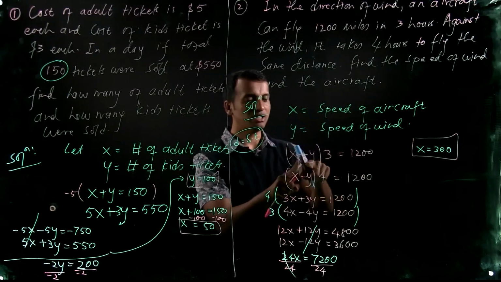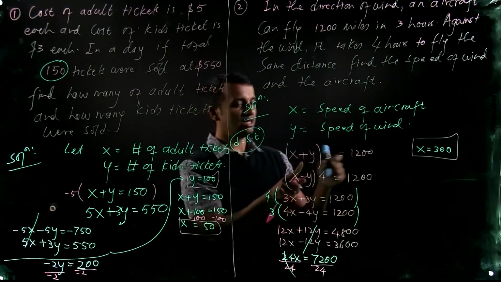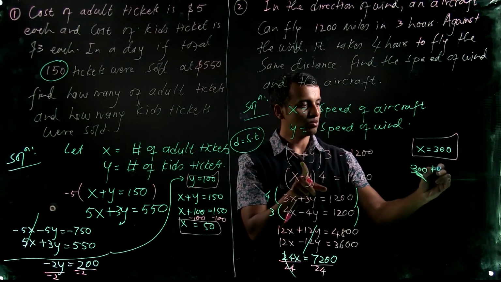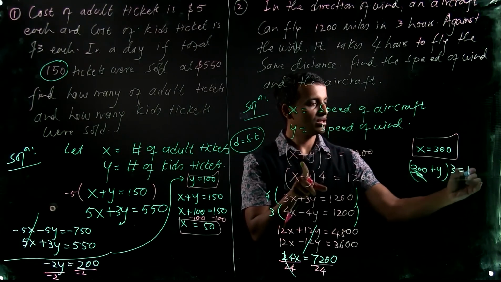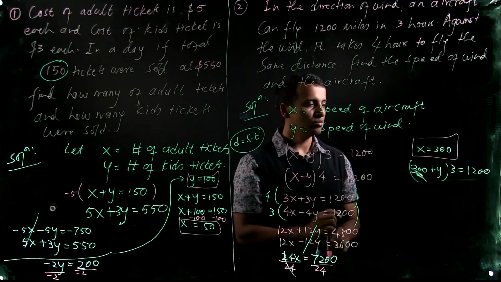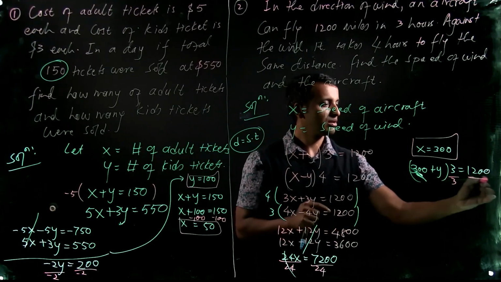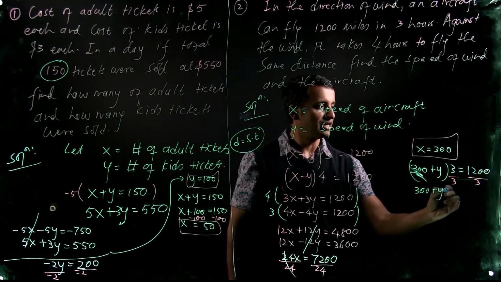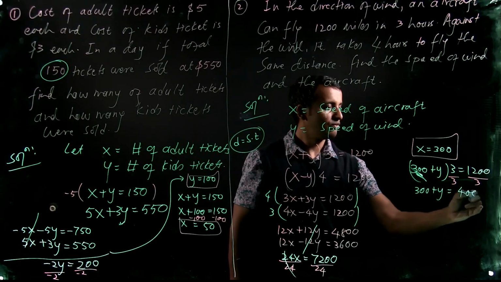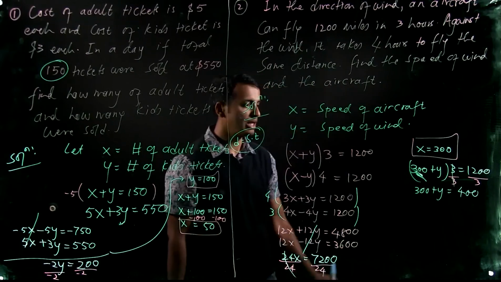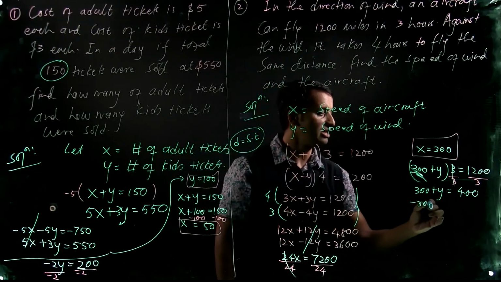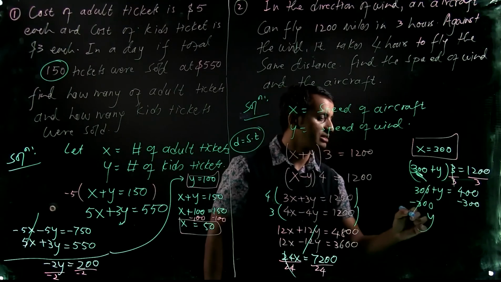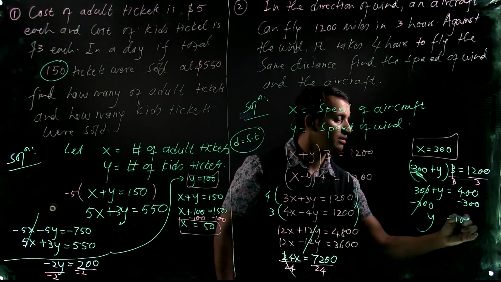Now you plug that x value into one of those two equations. You can write (300 plus y) times 3 equals 1200. Now I want to divide both sides by 3. What do you get? 300 plus y equals 400, because the 3 and 3 will cancel. Now you subtract 300 on both sides. You get y equals 100.